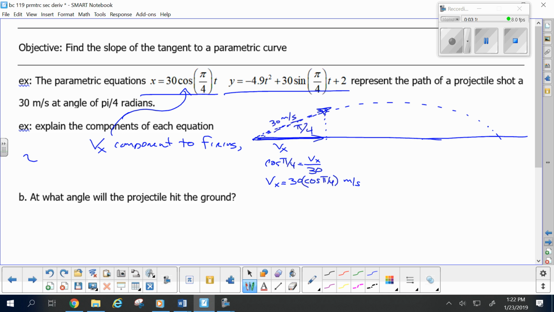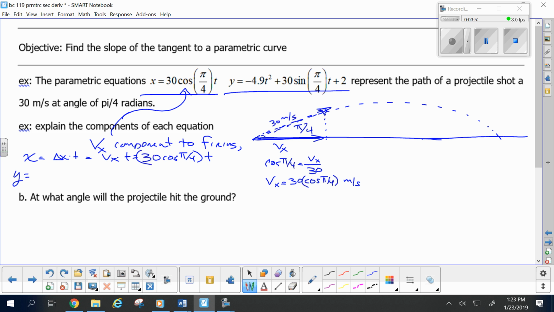If I wanted the x then, it depends on the horizontal component, or change in position, times time, or the velocity we just found times time, and that's where they're coming with 30 cosine of pi/4 times time. How fast it goes horizontally in meters per second, times some number of seconds. The y depends on three things.